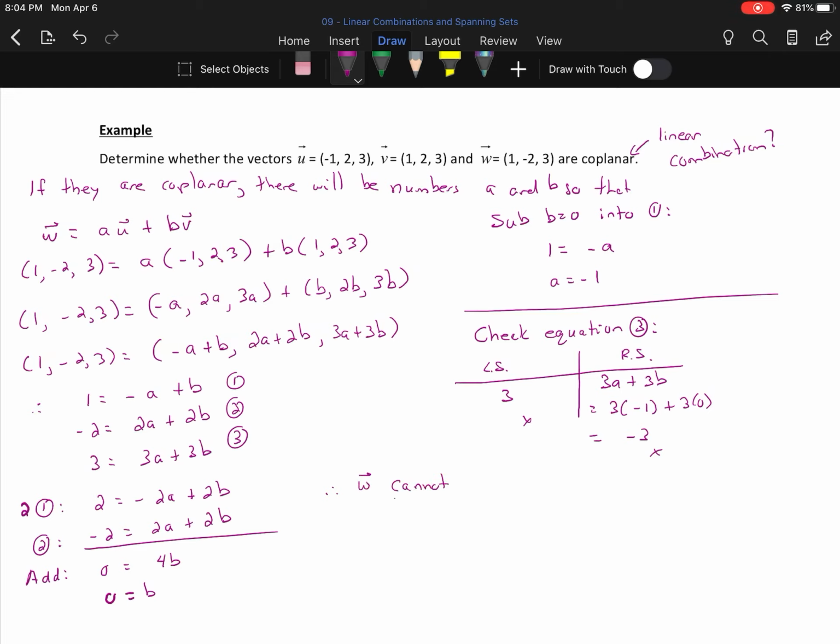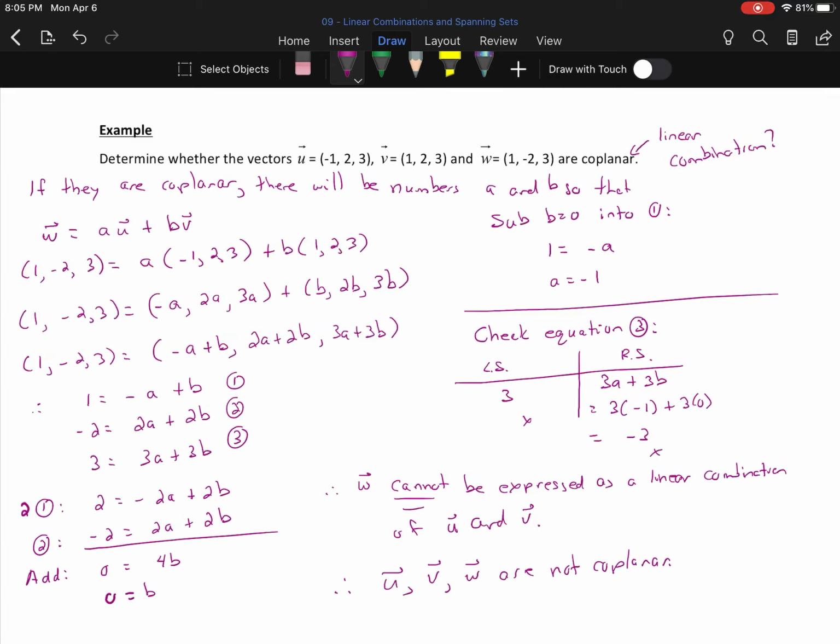My second conclusion will. Therefore, W cannot be expressed as a linear combination of U and V. Why did that happen? Here's my big conclusion. Therefore, U, V, and W are not coplanar.